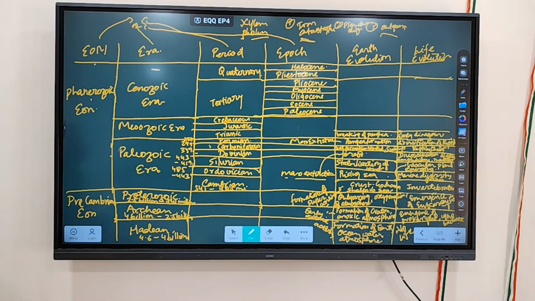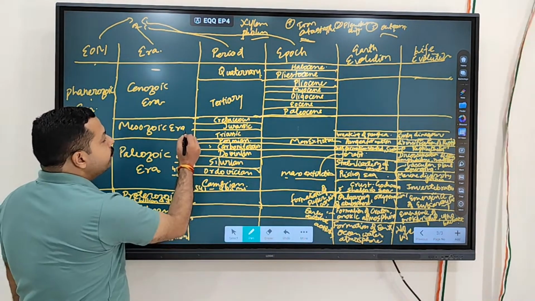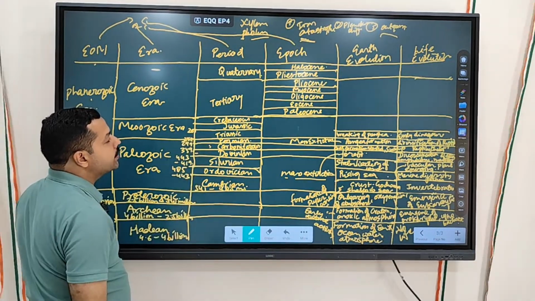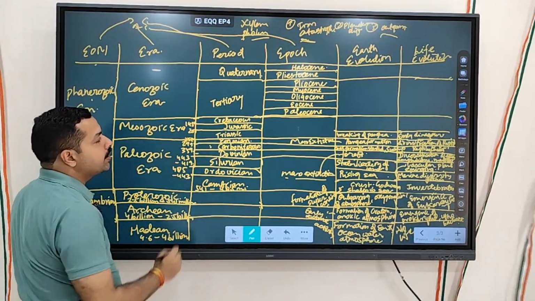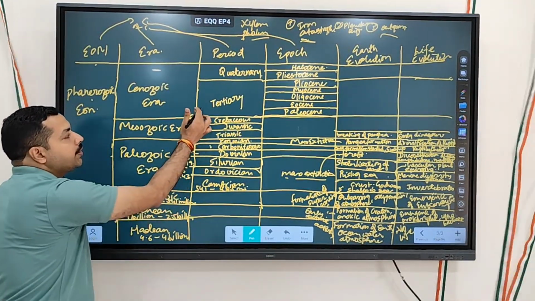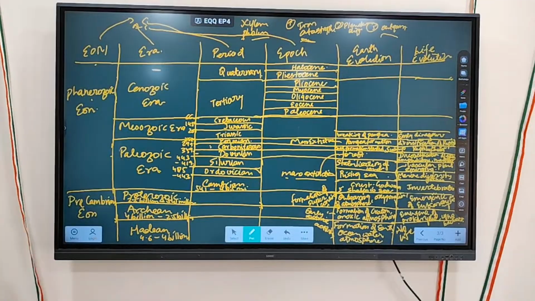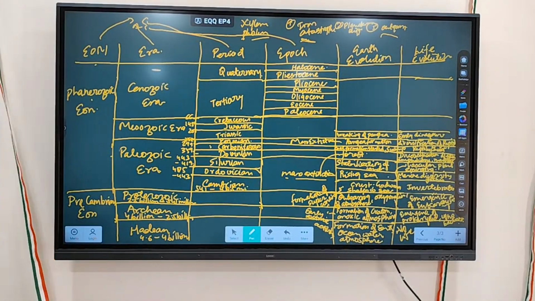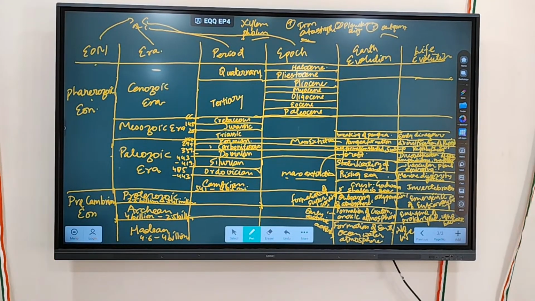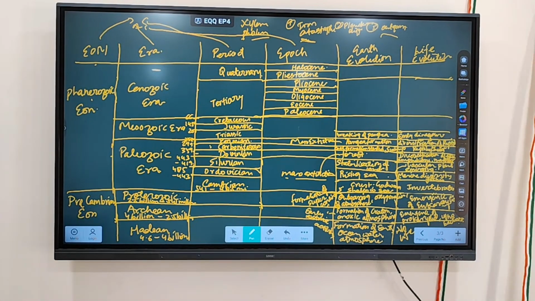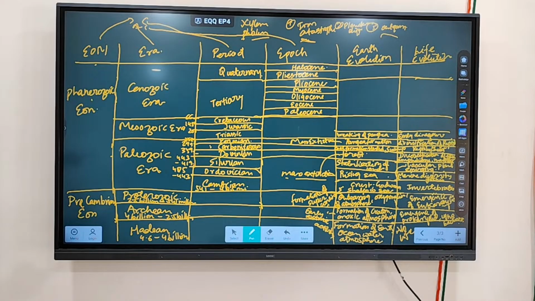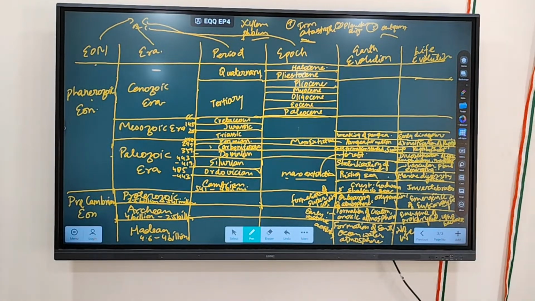So what are the periods? From 252 to 201 million years ago, it is called the Triassic. From 201 to 145, it is called the Jurassic. And from 145 to 66, it is called the Cretaceous period. Fine.